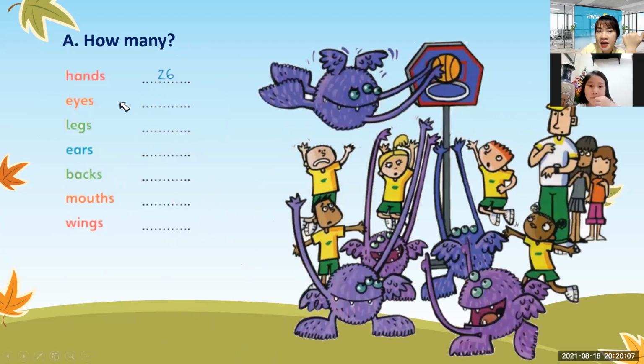Okay, now let's count. For example, how many hands in this picture? I can see that we have 26 hands because in total we have 13 people and monsters. So we count the hands. Each one has two, so we have 26. And count for me the eyes, legs, ears, backs, mouths, and wings. Write down the number here. You can write it down on your paper and then tell me one at a time. Finish everything before you tell me.